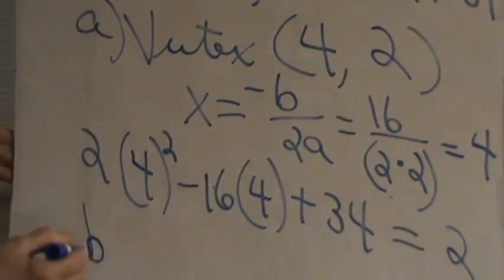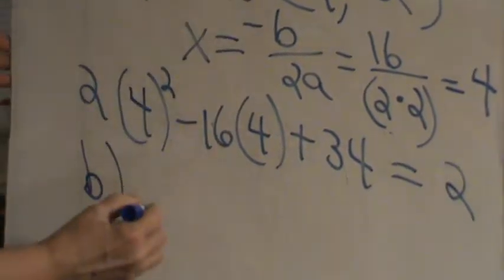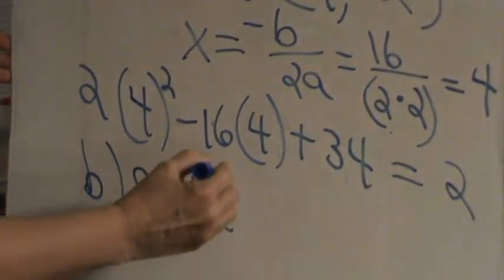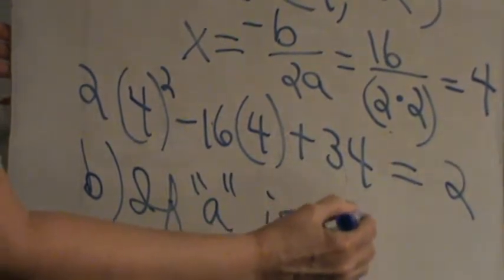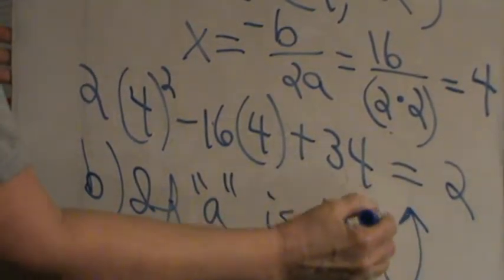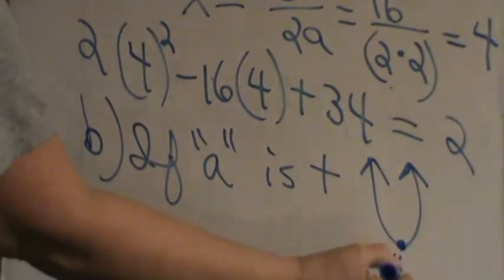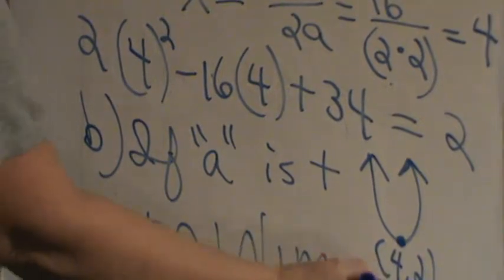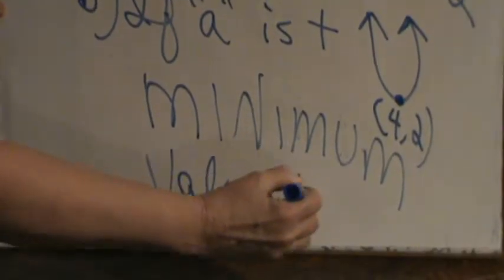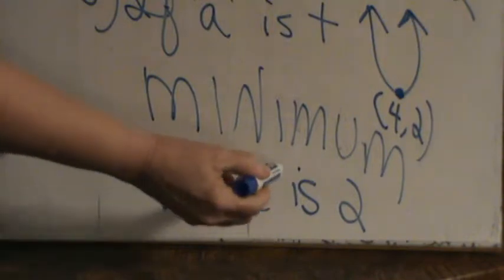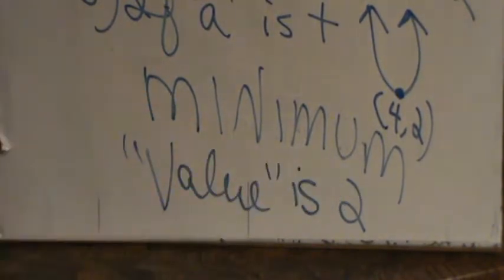Determine if that's a maximum or a minimum. If a is positive, the parabola turns up. So that vertex right there, 4, 2, would be a minimum. So the answer to B is minimum. And it says find that value. So the minimum value is 2. Remember, anytime they say the word value, they want the y number.